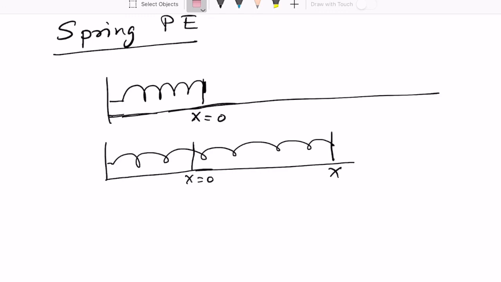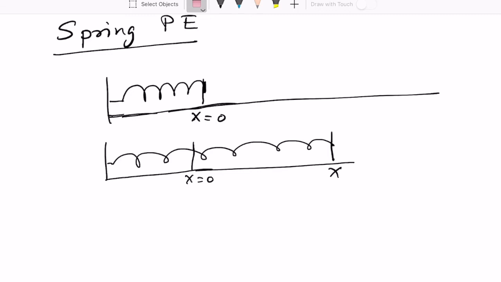Okay? So basically, the work that you did and the energy that you spent in stretching the spring goes into the potential energy of the spring. So what we want to find out is what is the potential energy of a spring which has been stretched out to a distance x. Well, we can easily calculate the work done by the spring force as you stretch a spring.